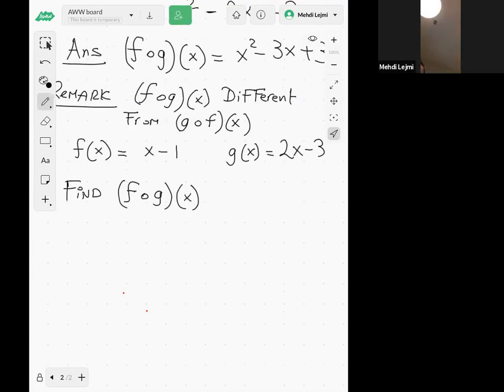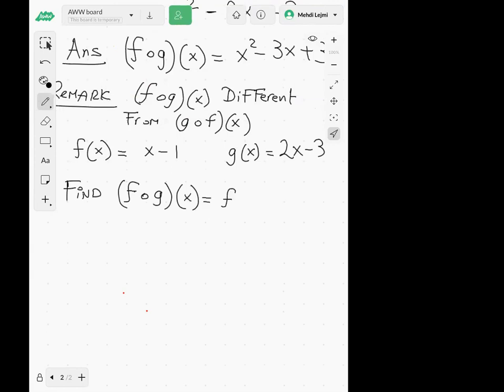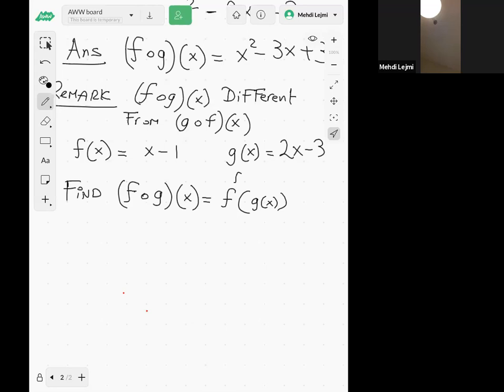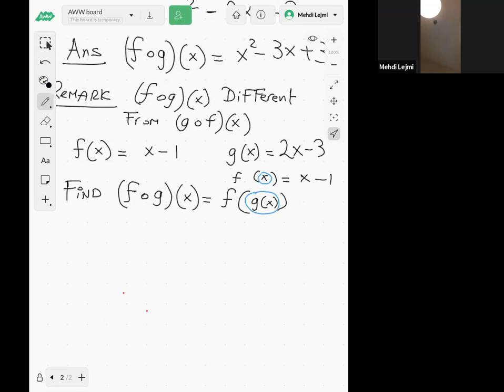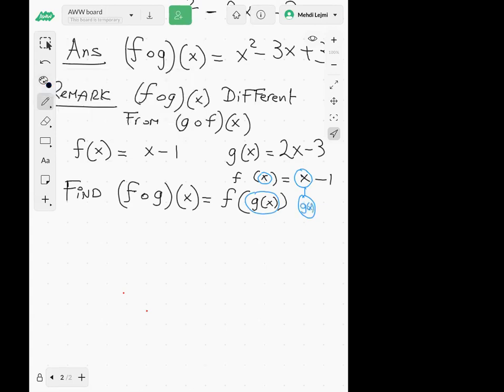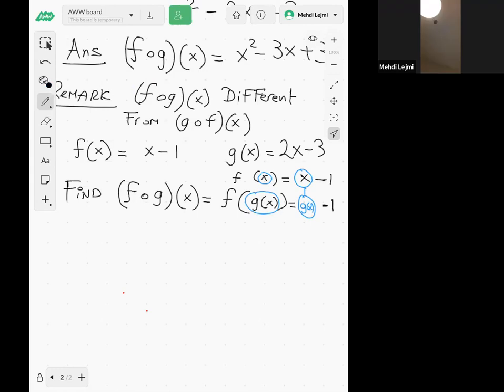Right? So as I said, this is f of g of x. What you do is take your f of x and replace x with g. You replace this x here with the g. Now what's f? f is just x minus 1. So I need to take this x here and replace it by g, minus 1. There's this minus 1, right?